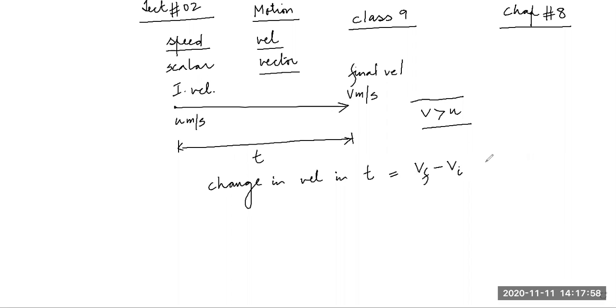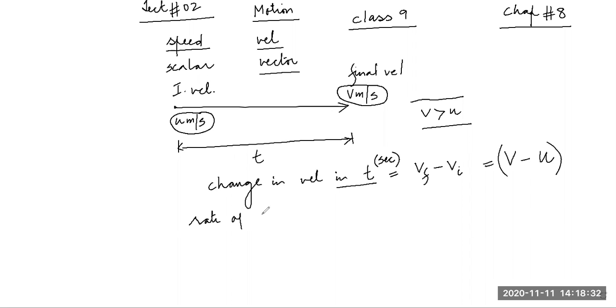Now what is our final velocity? We have taken final velocity as v. And what is our initial velocity? Come on, students. What is our initial velocity? u, meter per second. Correct. So v minus u is our change in velocity in time t. Let's say t is in seconds, right, Pranav? Yes, sir.